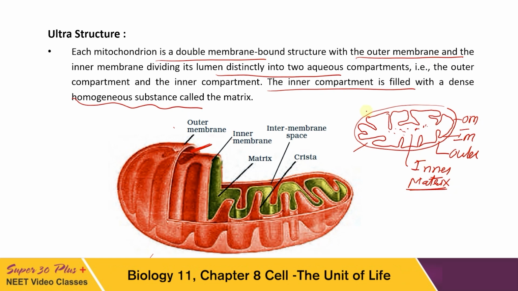You see these invaginations, these finger-like structures, these are known as cristae. Cristae increase the surface area of the inner membrane. On the cristae you have to see the particles that are there. You have to see the detail of this. These particles are known as F1 particles, also known as oxysomes. Detail of this I'll tell you a little later.